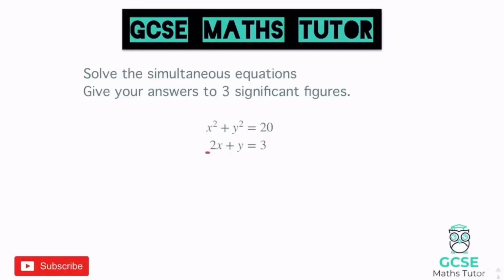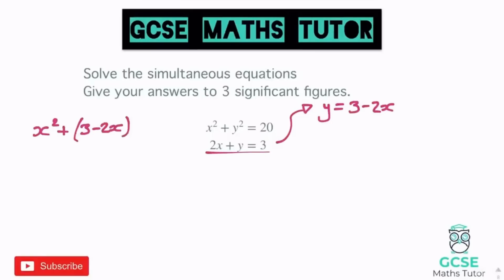So for this first equation here, I'm going to make it y equals to avoid having to divide by 2. So let's just rearrange that to start with. We'll take away 2x from both sides, and it will say y equals 3 minus 2x. Okay, and let's sub that in for y then. So subbing that into that top equation, we're going to get x squared plus this 3 minus 2x, that's squared, and that equals 20.